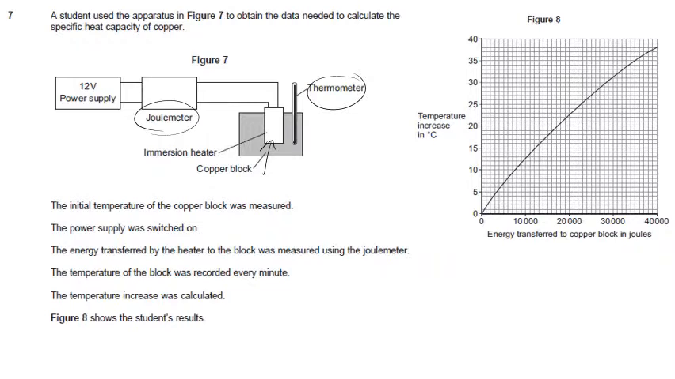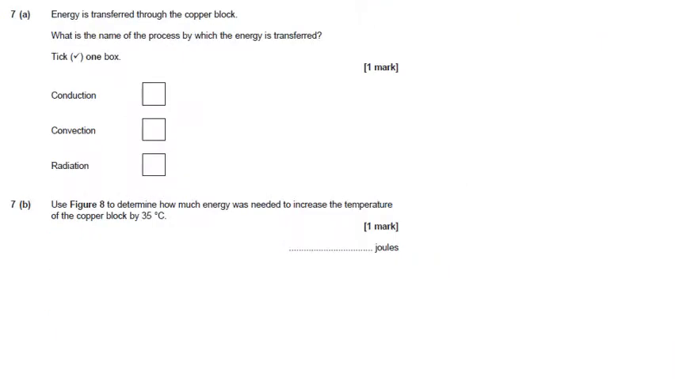The graph shows us temperature increase against energy transferred, and we can see the relationship is nonlinear. On the next slide, we're asked how much energy is transferred when the temperature is increased by 35 degrees. So if the temperature goes from 0 to 35 degrees, if we draw along a straight line here and then drop down here, we find that it is exactly between 30,000 and 40,000. So that is 35,000 joules transferred, which is the answer to 7b here.